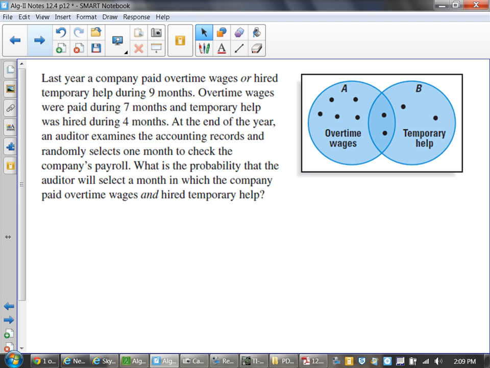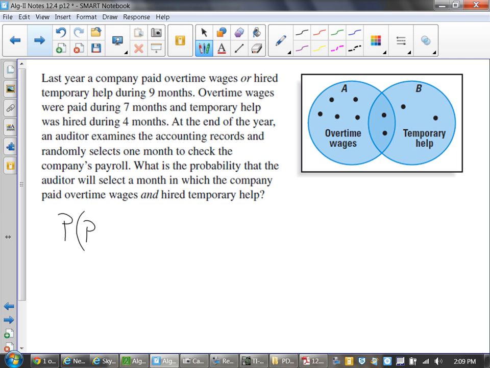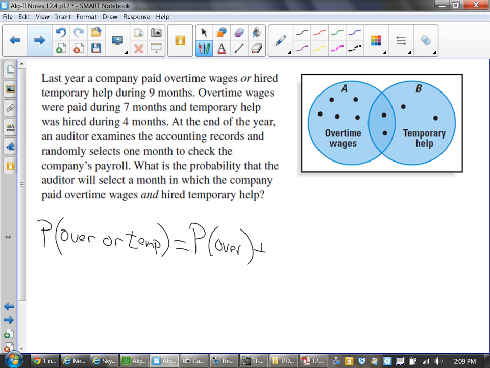So will this be a mutually exclusive scenario? No. So you have to start out with, well, I'm looking at the probability of paid overtime or temp help has to equal the probability of overtime plus the probability of temp, and subtract out the overlap.